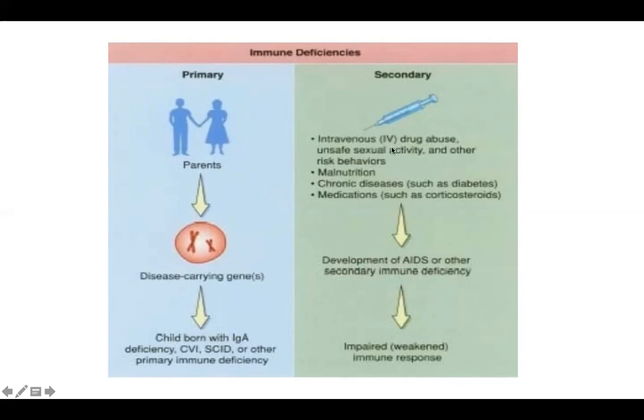Secondary, on the other hand, is because of external agents like IV drug abuse or malnutrition, chronic diseases like diabetes. We say that people having comorbidities like diabetes, hypertension, heart disease, respiratory disease are more vulnerable to the coronavirus disease, right? More vulnerable to the severity of the coronavirus disease, and they are more likely to require intensive care, more likely to require ventilatory support, more likely to die, of course. So some form of immunodeficiency results because of chronic diseases or drugs. All of this plus HIV and AIDS is part of the secondary spectrum.